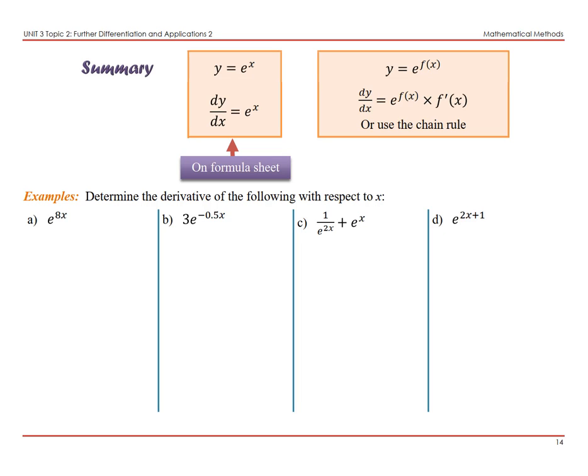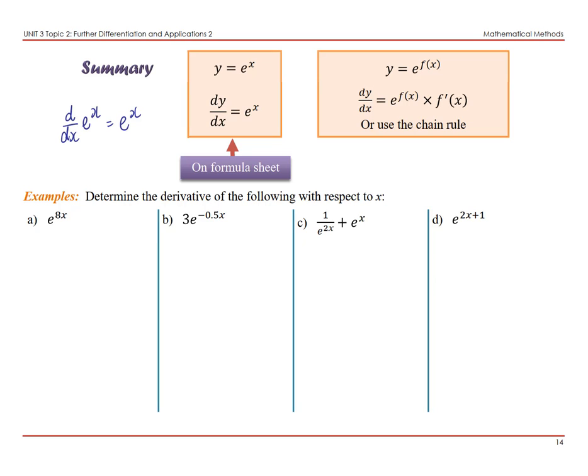Let's go through some examples. You'll notice at the top of the page here, I have the general formula that is provided on your formula sheet. y equals e to the x, dy/dx equals e to the x. As previously stated, it doesn't look exactly like that. It says the derivative of e to the x with respect to x equals e to the x. So that's what's on your formula sheet.